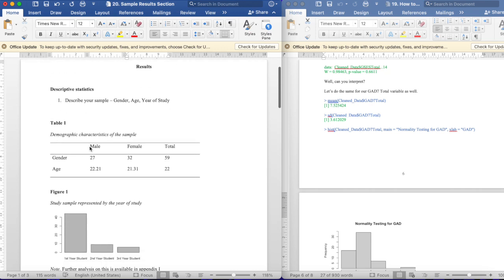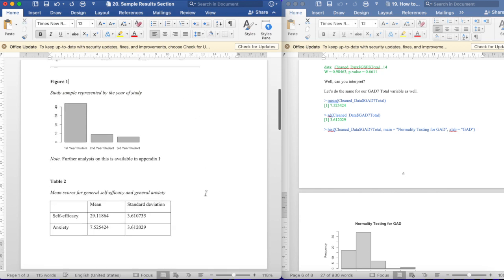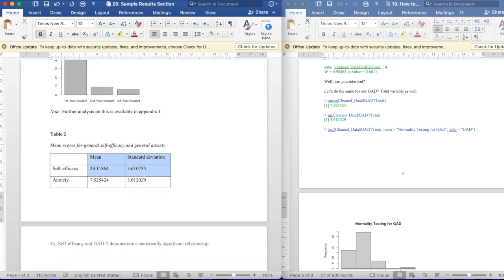Now, okay. One other thing, I'm going to just center these, okay, like this. I'm going to do the same for this one as well. I'm going to just center them.